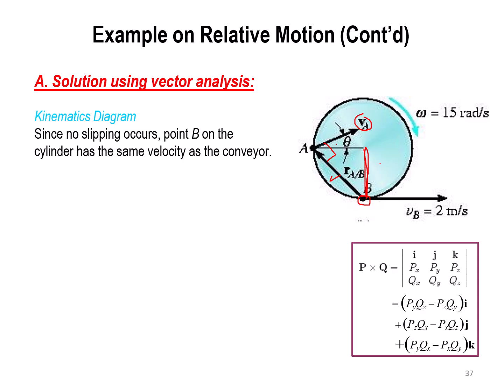So first we did the kinematic diagram, and since no slipping occurs, the point B on the cylinder has the same velocity as the conveyor.